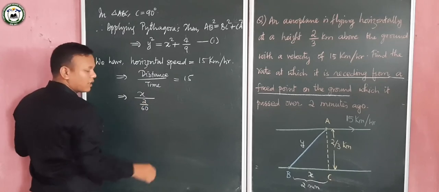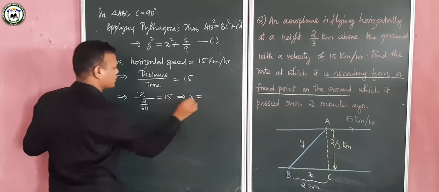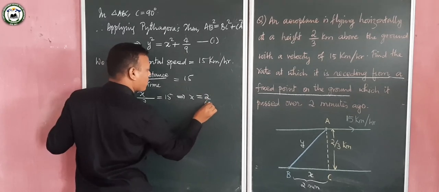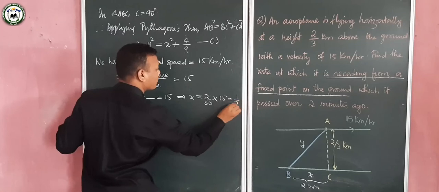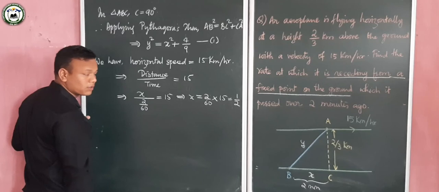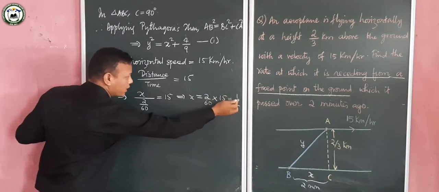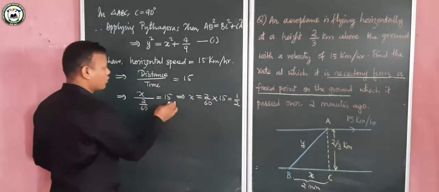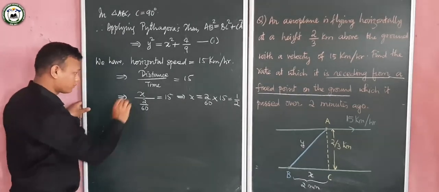But minutes we have to convert into hours, so 2 minutes I am writing as 2/60. So this equals 15. From here, what is x? So this 2/60 goes over, and 2/60 into 15 is how much? It is 1/2. This and this get cancelled, 4 times, so 2 to 4 will be 1/2. So x is actually 1/2, and the unit is going to be kilometer.